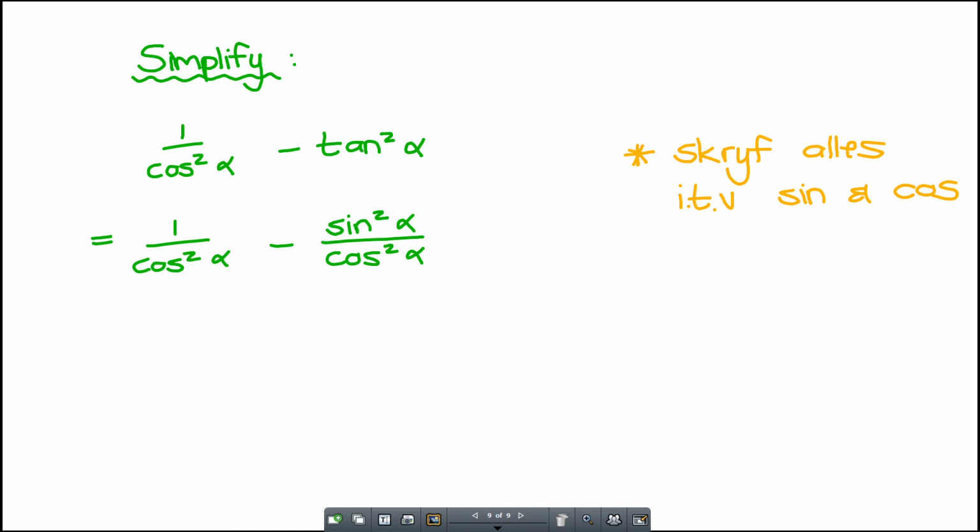So that was all I did in this first step. I changed the tan to sine over cos. Right, now, can you see that both of them have got cos squared alpha as a denominator?